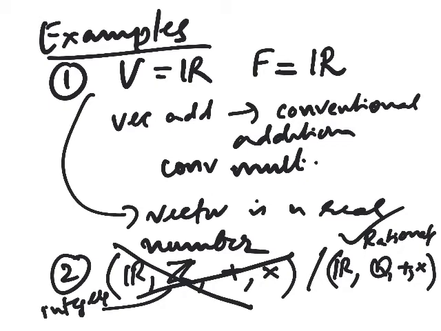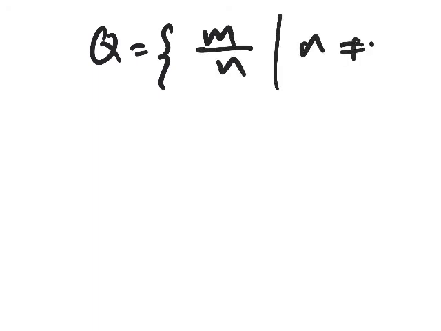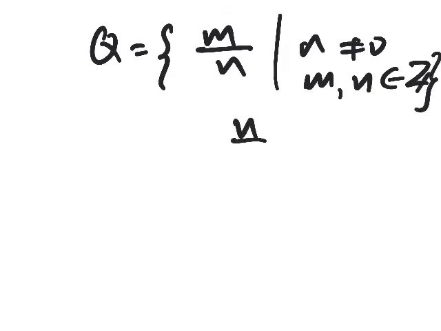Okay. Q is the set of rationals. Set of rationals means it is a set of all numbers, so I'll write it as the set of all m by n, where n is not equal to 0, and m and n are integers. So any m by n you take, n by m is going to be the multiplicative inverse.